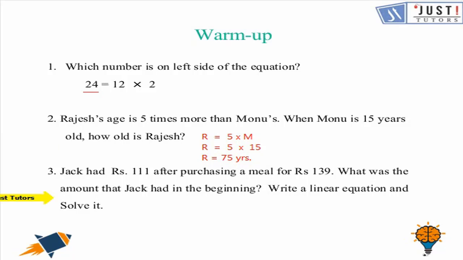Let's come to question number 3. Jack had rupees 111 after purchasing a meal of rupees 139. What was the amount that Jack had in the beginning? Write a linear equation and solve it. Let us say that the amount that Jack had in the beginning is x rupees. We know that the amount left with him after purchasing the meal is 111. So the linear equation would look like this. Hence, to get the amount that he had in the beginning, we just need to add both the numbers and the answer would be 250 rupees.